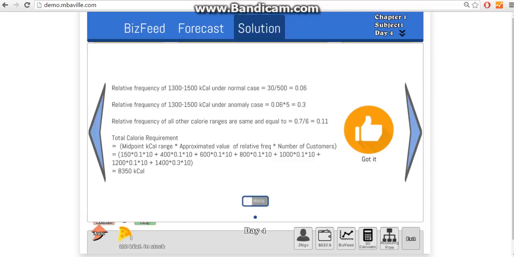So relative frequency of 1300 to 1500 is 0.06, but this is an anomaly case, so it's 0.06 times 5, which is 0.3. So relative frequency of all other calorie ranges is 0.11, and again it's the same formula that we saw earlier during the skewed distribution, that of midpoint times value of relative frequency times number of customers. So when this is done, it comes to 8,350 kcal.